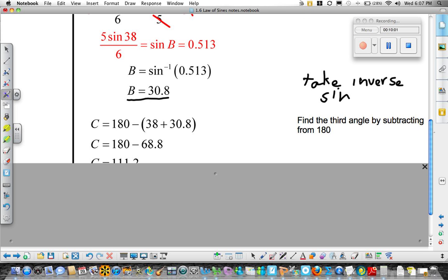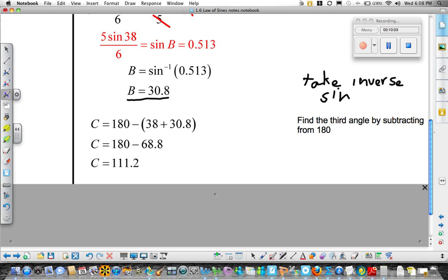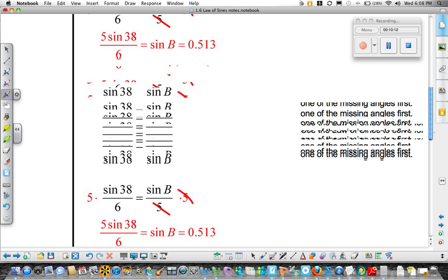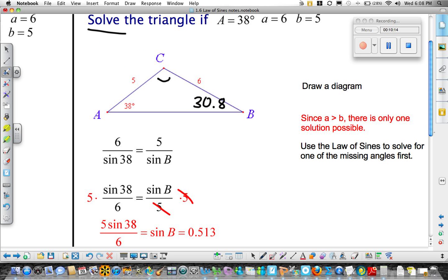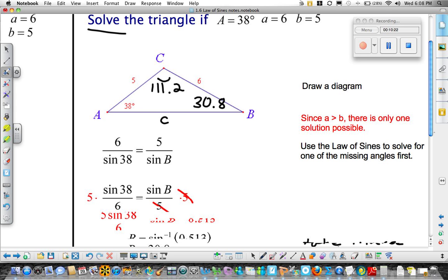So we find the third angle by subtracting from 180. So 38 plus 30.8 is 68.8. I subtract that from 180 and I get angle C is 111.2. So again, I might fill that in my picture to keep track of everything that I found. Okay, so now all we have to do is find that third side.